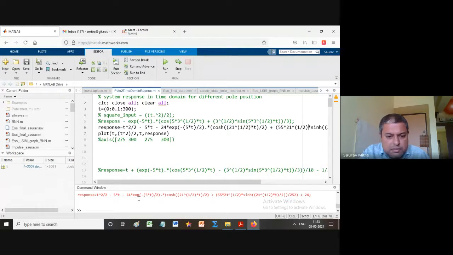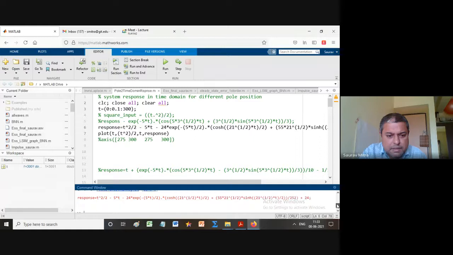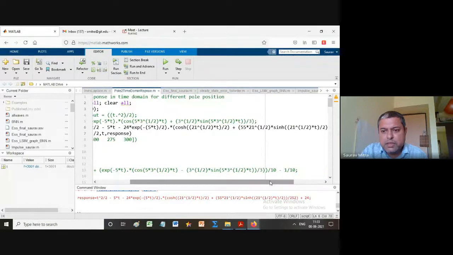So this is 5t response. Let's see where is the mistake. So this is t square by 2, 5 into t exponential cos hyperbolic t. I think here also they're expecting a multiplication dot.